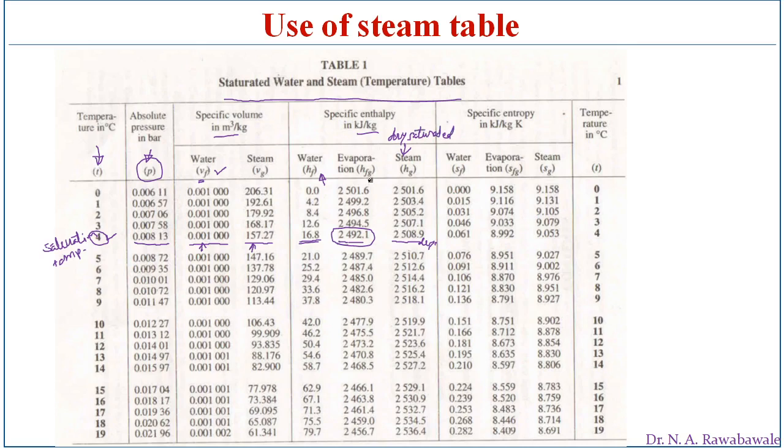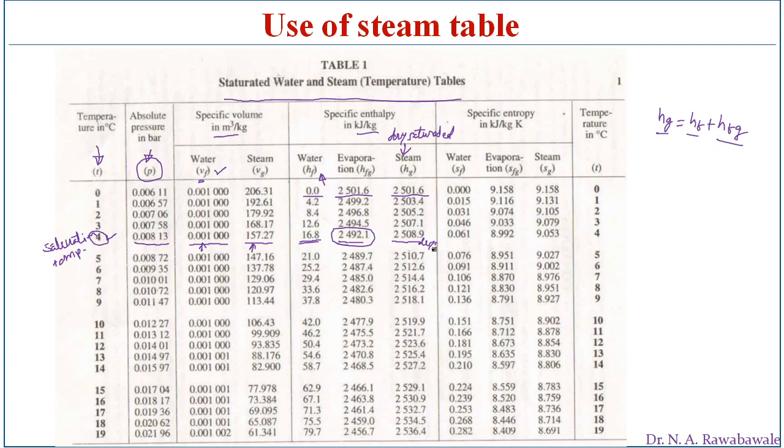So if you find the sum of the enthalpy of saturated water and the enthalpy of vaporization, this works out to be Hg. So Hg is equal to Hf plus Hfg. So the enthalpy of dry saturated steam is the enthalpy of saturated water plus the enthalpy of evaporation or latent heat of vaporization.